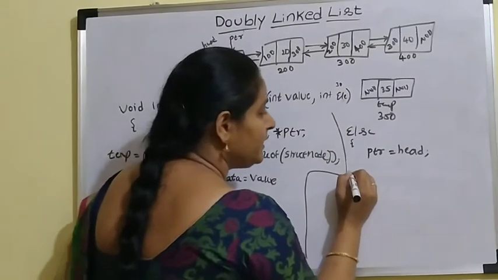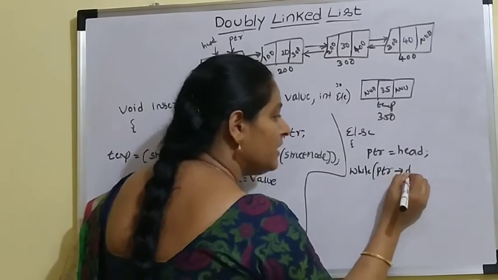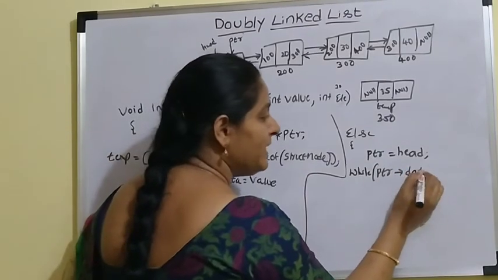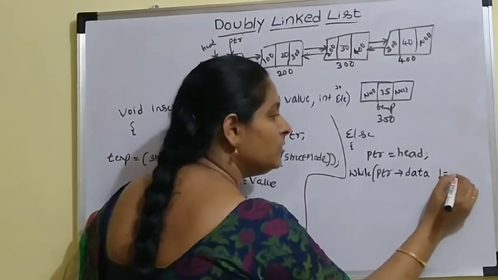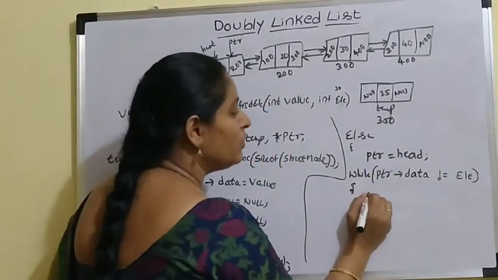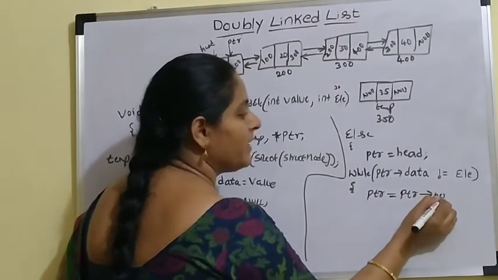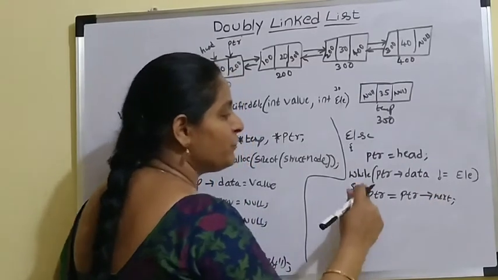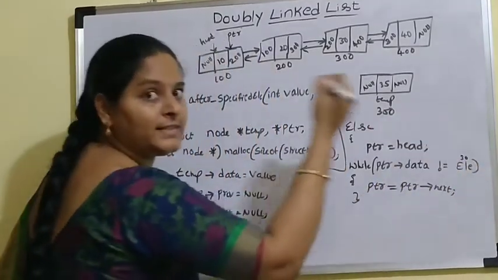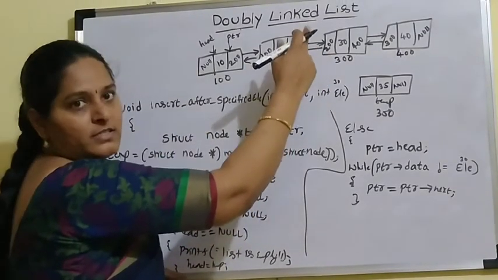Now write the condition: while PTR->data, here we are comparing with the data part of the node, is not equal to our element, then we need to move our PTR to the next position: PTR equal to PTR->next. Just check this condition once. Here what is our element? 30. I want to insert the new node after 30.